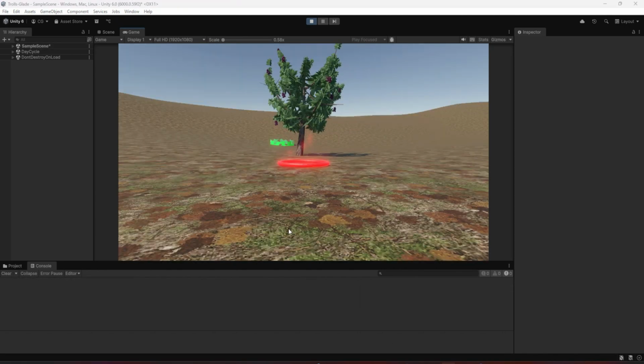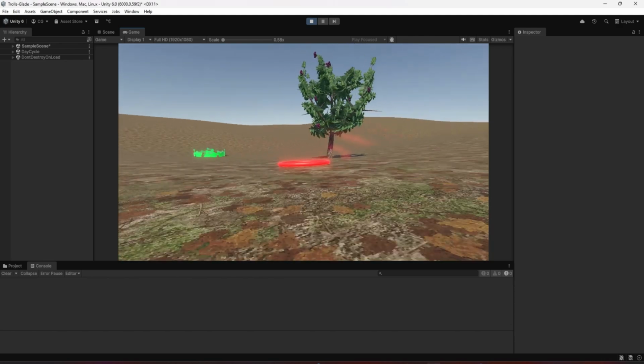The fruit will grow in size and change in colour over time. When the fruit is fully ripe, they will drop from the tree periodically. Both players will be able to pick these up in the future and then add them to their inventory.